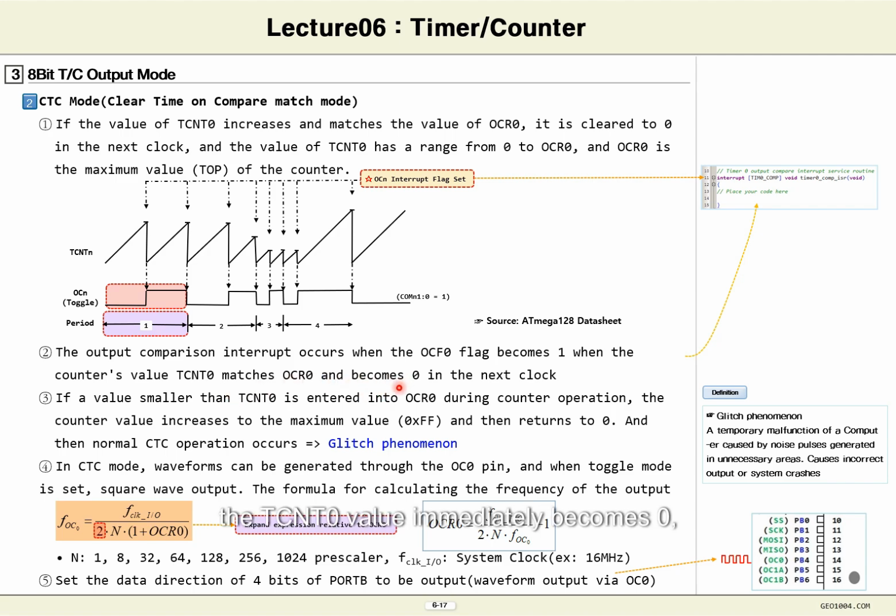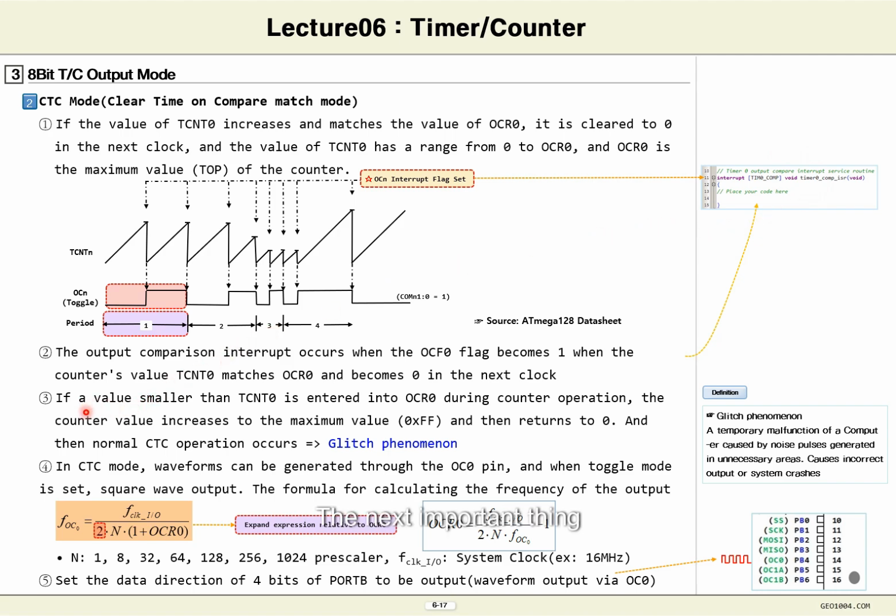The TCNT0 value immediately becomes 0. And at the moment the next clock is encountered, OCF0 becomes set and an interruption occurs. So if you go here like this, you can see the interrupt comparison match service. Like this, you will be calling these services.